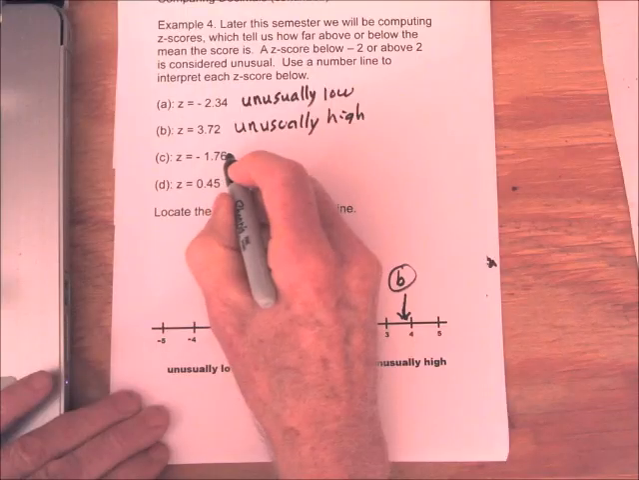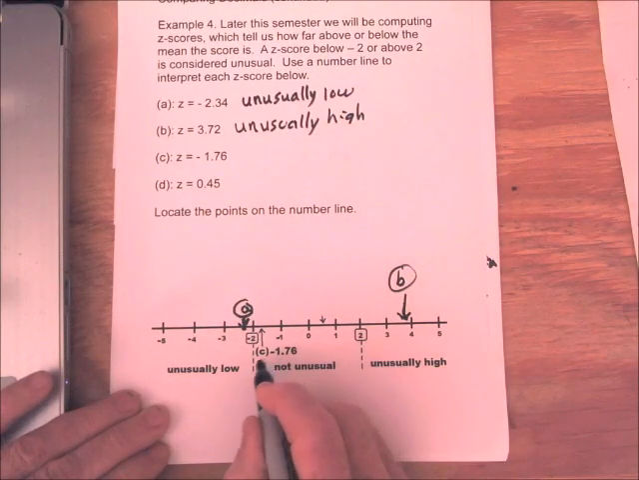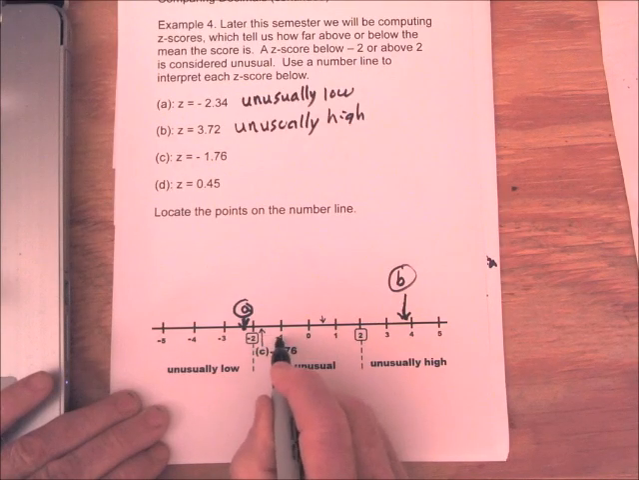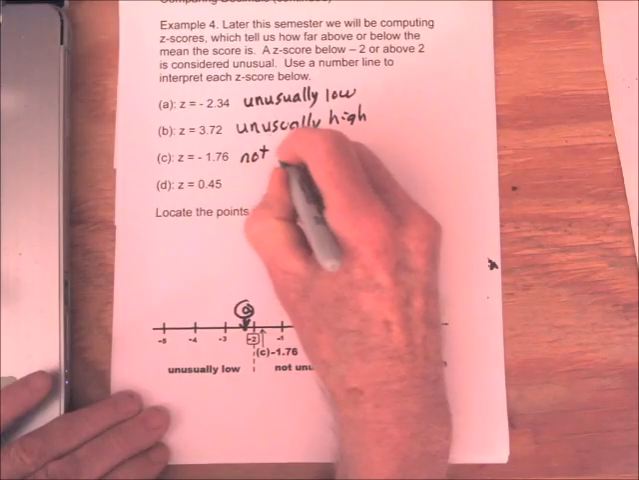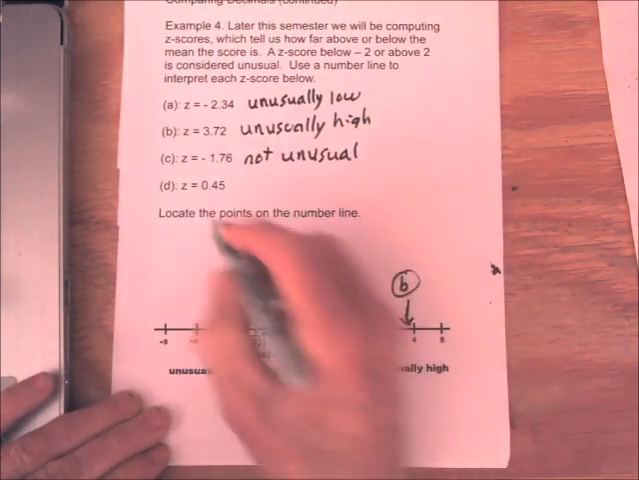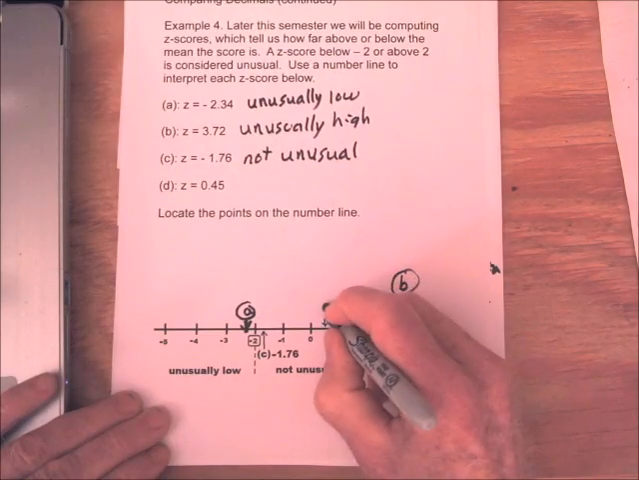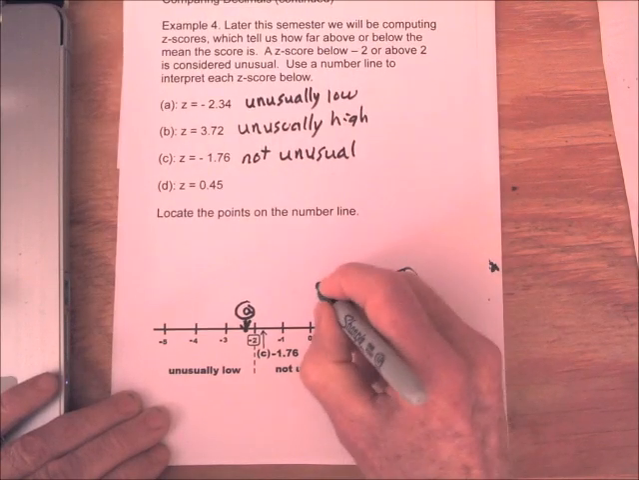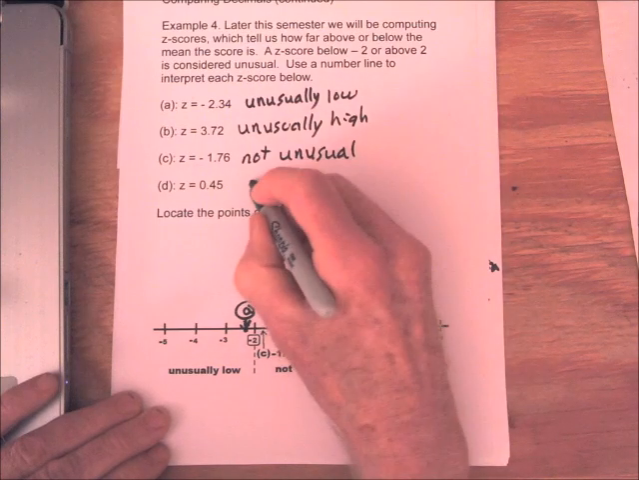A z-score of -1.76, that's part C. I already marked it down here, -1.76. It's between -2 and -1. It's not unusual. Okay. And a z-score of 0.45, that's between 0 and 1. That's part D, and that's also in the not unusual range.